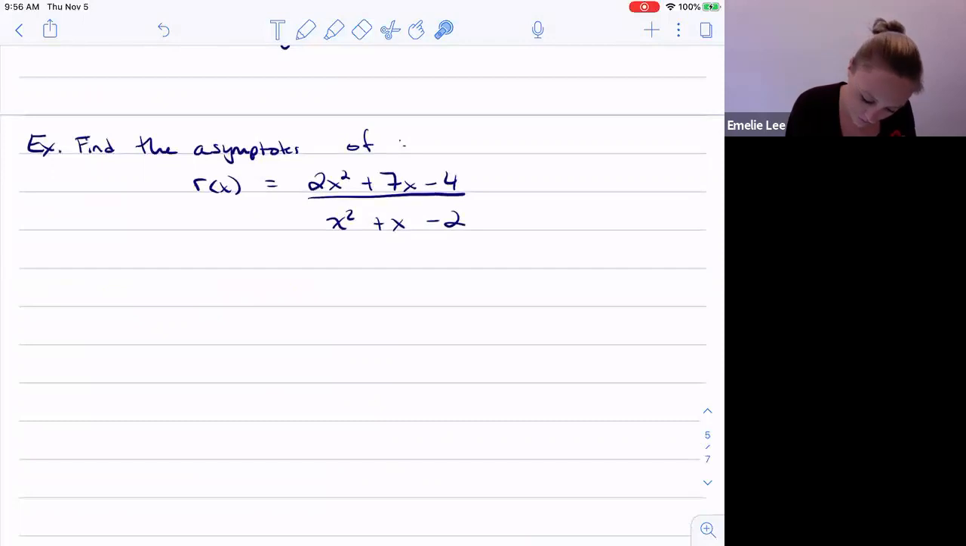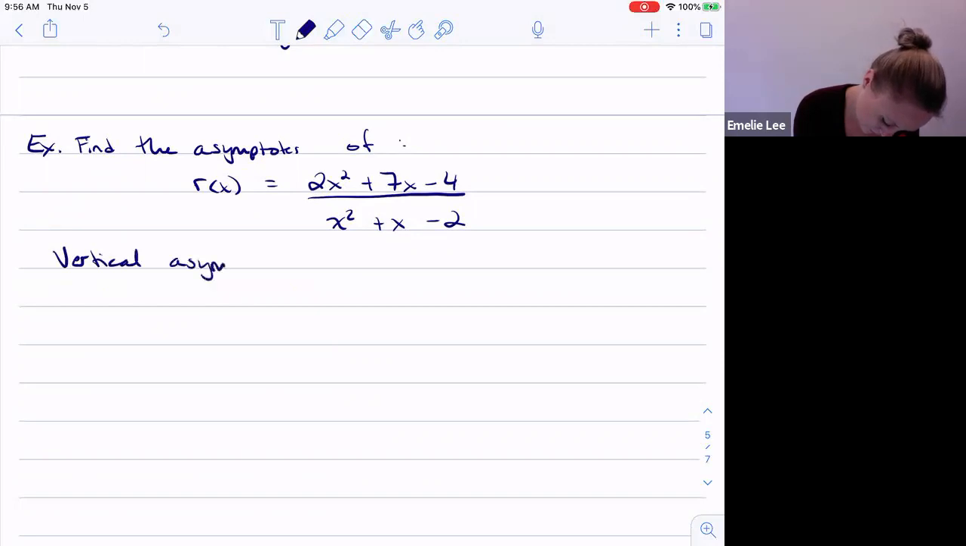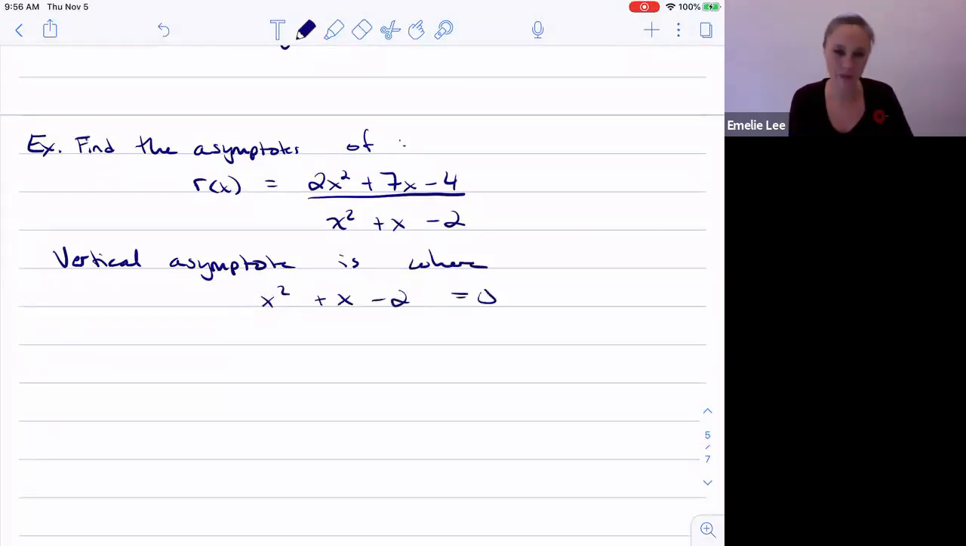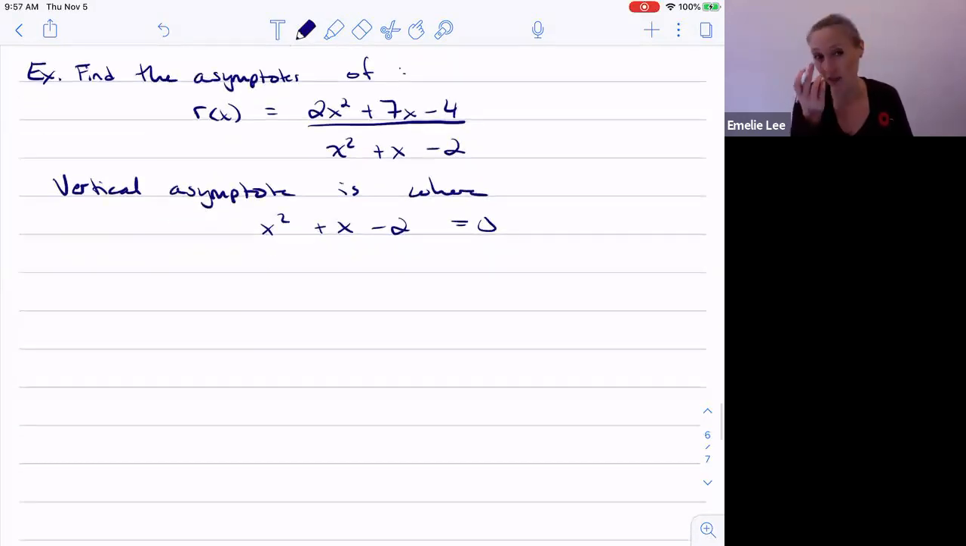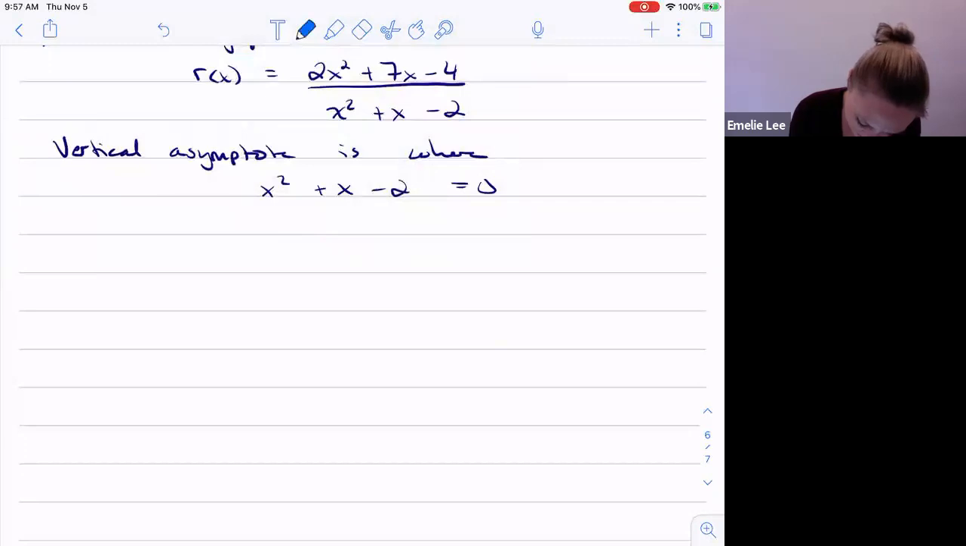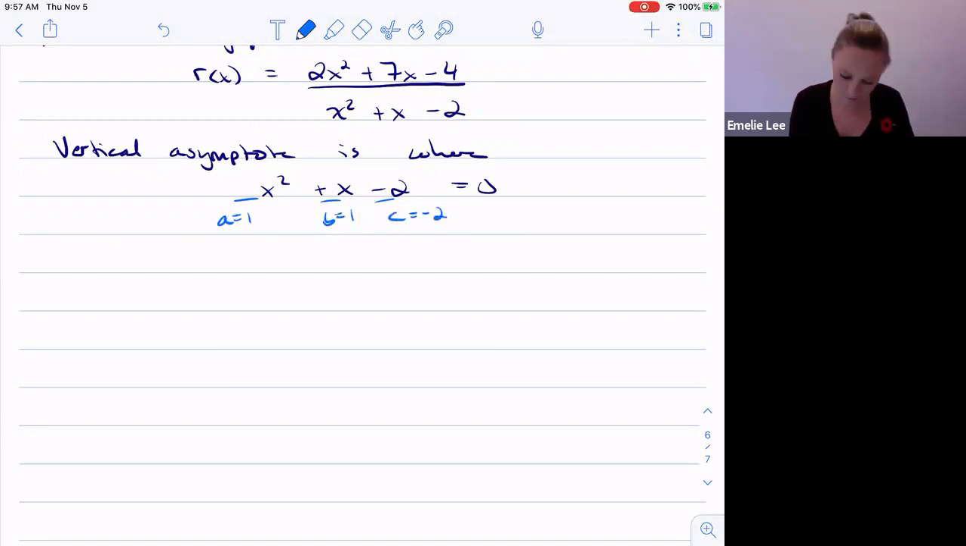Okay. The vertical asymptote is where x squared plus x minus 2 equals 0. So however you want to do this, if you want to factor it, that's great. In fact, I think that's the easiest thing to do, either that or using the quadratic formula, which I prefer. So here, as you saw, A is 1, B is 1, C is -2. I'll try not to muck that up again.